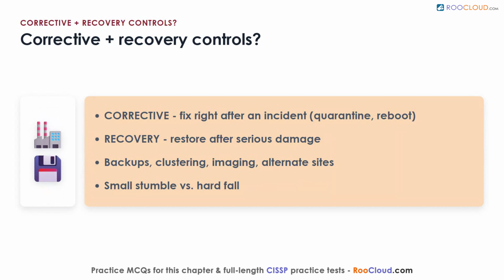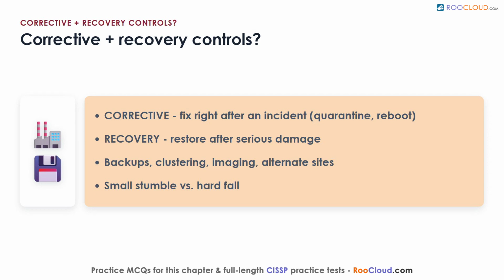What are corrective and recovery controls? The controls that restore normal operation. A corrective control modifies the environment to fix a problem right after an incident, like anti-malware quarantining a virus or a system rebooting to clear an attack. A recovery control extends that idea to bigger damage, restoring resources and capabilities after a serious violation.